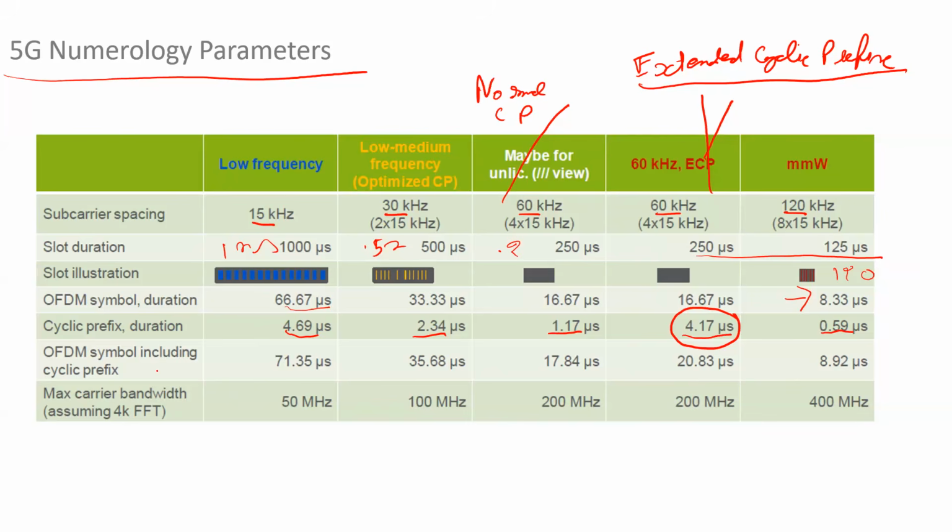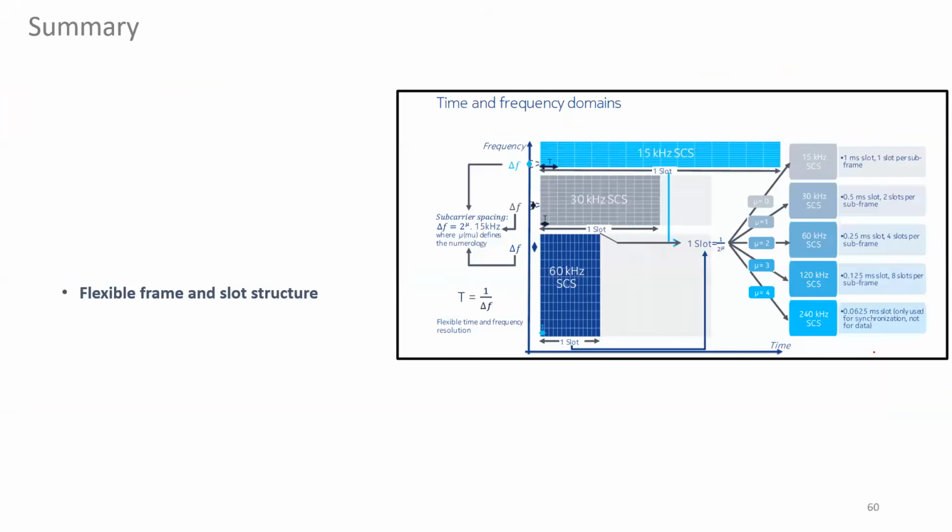And total symbol time will also increase because of this cyclic prefix. Earlier my symbol time is 66.67 microsecond, my cyclic prefix is 4.69 microsecond, and if you total them, it will be 71.35 microsecond. Same thing with 30 kilohertz, same thing with 60 kilohertz, and same thing with 120 kilohertz, right? So this is all we have discussed here.